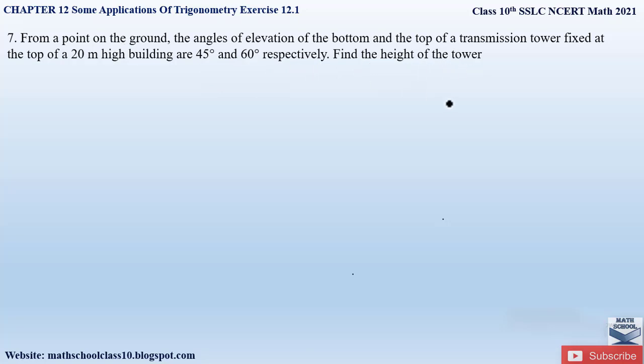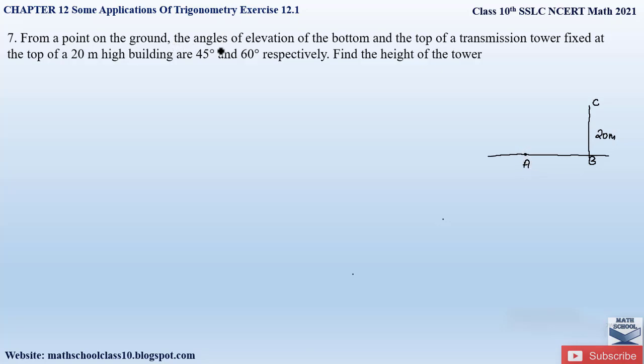So let us draw the figure according to the question given here. From a point on the ground, the angles of elevation of the bottom and top of a transmission tower fixed at a building of 20-meter high. So let us first draw a building. This is the ground level. We have a 20-meter tall building. Let us name it as B and C. And let us take a point on the ground as A.